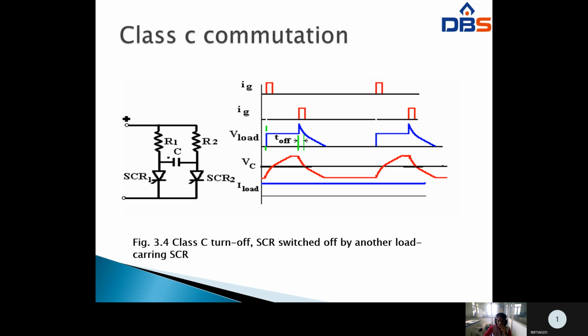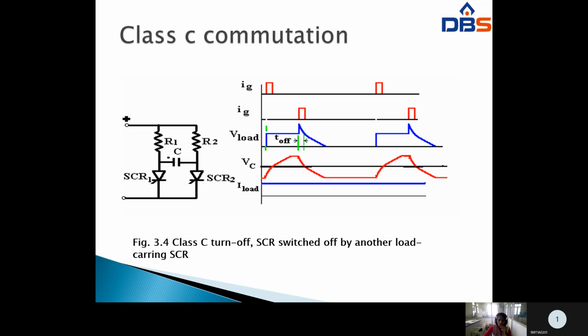Okay, so here we have to see the waveform diagram. SCR1 triggered, and SCR2 triggered waveforms. So V load, the total load voltage, whenever the turn off time is applied, the load waveform will be like this. And VC, the capacitor voltage, also at the start will be like this. So load current remains constant. Why? Because here two SCRs are connected in parallel.